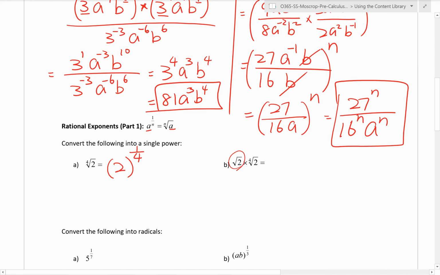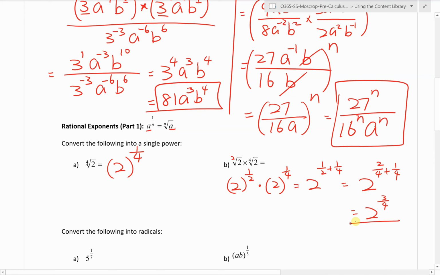Part B, something similar. We can turn this into power form. So recall, if there's no index, it means it's a 2, right? So this is going to be 2 to the power of 1/2 times this, we just did it, that's 2 to the power of 1/4. Now, because we're multiplying, we are adding the exponents together. So 1/2 plus 1/4. Hopefully you remember how to add fractions. You need to have common denominators. 1 over 2 is the same thing as 2 over 4. Then you add them together. 2 out of 4 plus 1 out of 4 is 3/4. So that's how you change that into a power form.